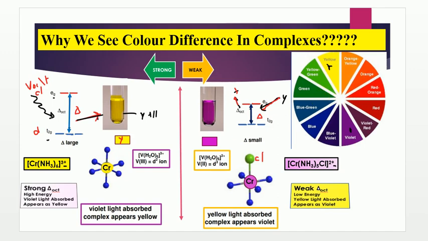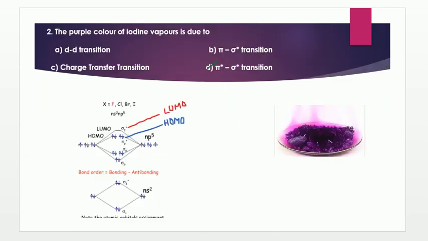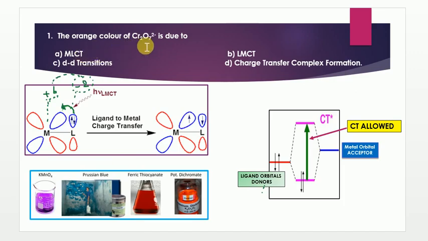And the next question you can see here: what is the reason for the orange color of Cr2O7 2-? Usually the chromate, permanganate and dichromate complexes show high intensity color because of a charge transfer spectrum. So what does charge transfer spectrum mean? There is a large charge difference between the metal and ligand. Here there is no change in the d orbital electron arrangement; the only change occurring is the charge transferring from ligand to metal or metal to ligand.